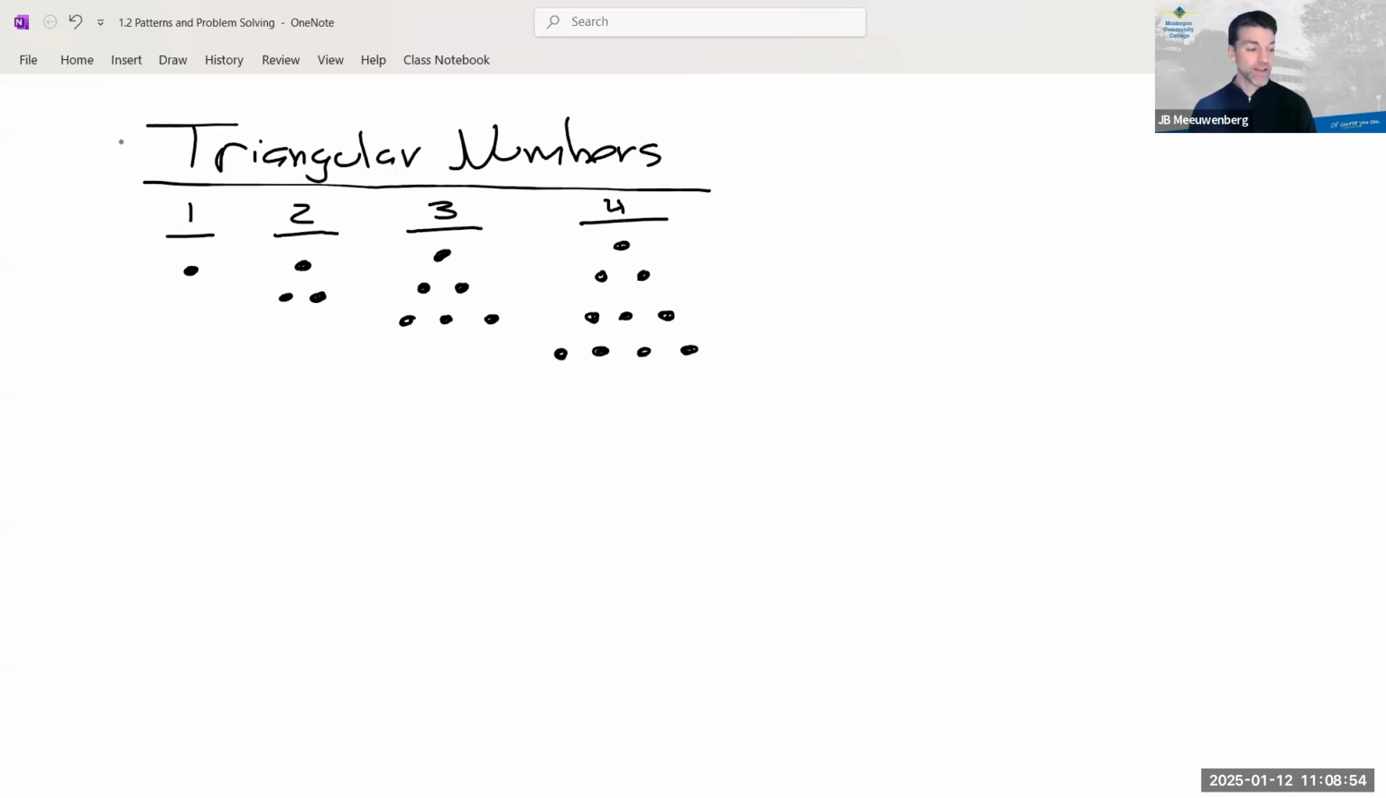Your prediction? Yeah, so the very first triangular number is the number 1. The second triangular number is the number 3. The third triangular number is the number 6. The fourth triangular number is the number 10. Can you predict how many would be in the next one? Go ahead and pause and find the next 1 or 2 triangular numbers.